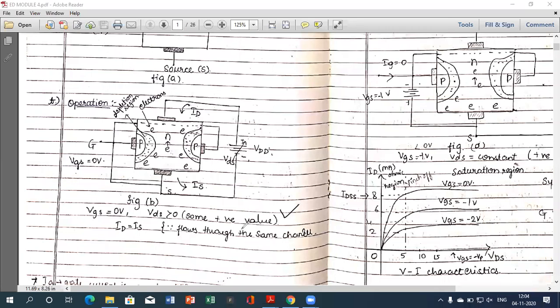But still, we need to achieve maximum current. So to do this, I will just change the condition here. We will check what happens to the current if I change the condition. That we are going to discuss in figure C.